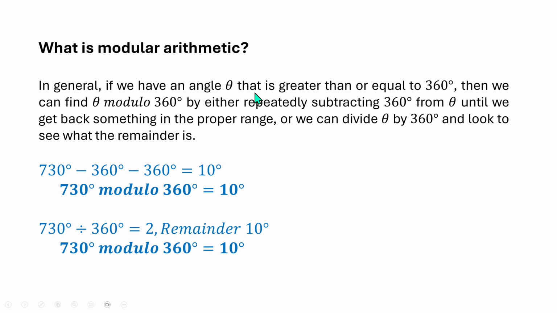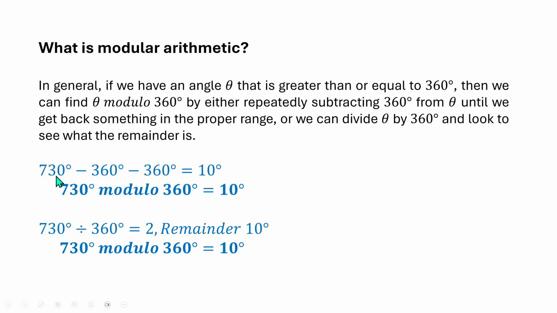Now, in general, if we have an angle theta that is greater than or equal to 360 degrees, then we can find theta modulo 360 degrees by either repeatedly subtracting 360 degrees from theta until we get back something in the proper range, or we can divide theta by 360 degrees and look to see what the remainder is. So using the subtraction method, I can subtract off 360 degrees twice, and I'm left with 10 degrees. So 730 degrees modulo 360 degrees is equal to 10 degrees.